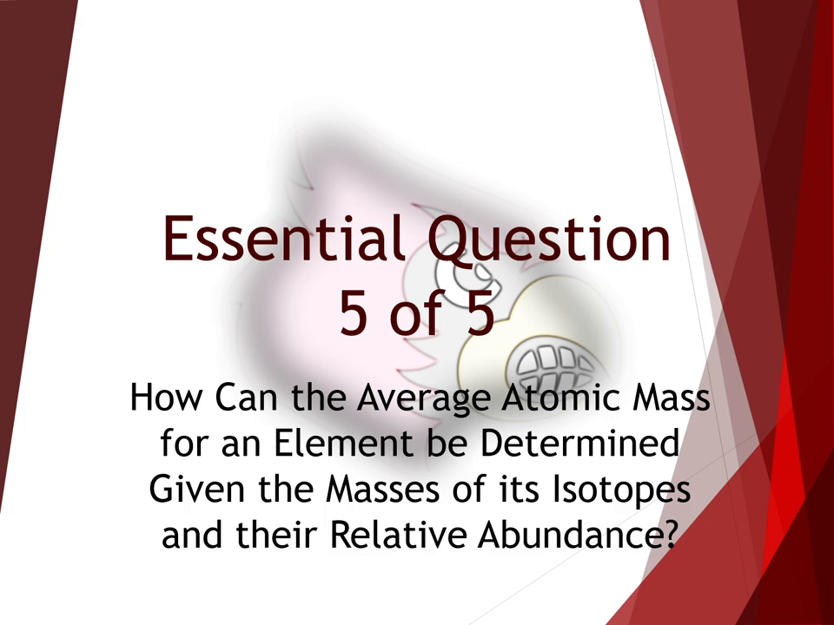This video is for Chemistry in the Earth System, Unit 2.1, Parts of the Atom. Today's essential question: how can the average atomic mass for an element be determined given the masses of its isotopes and the relative abundance?